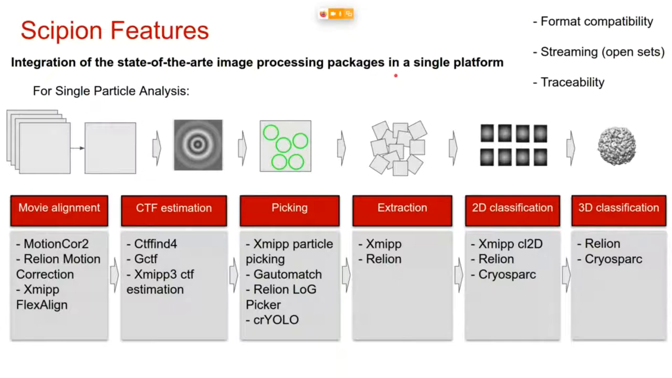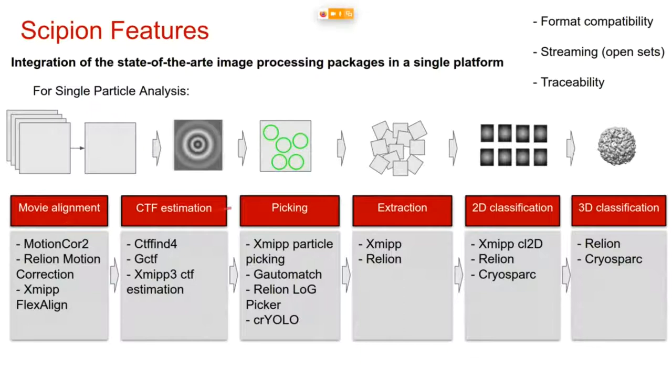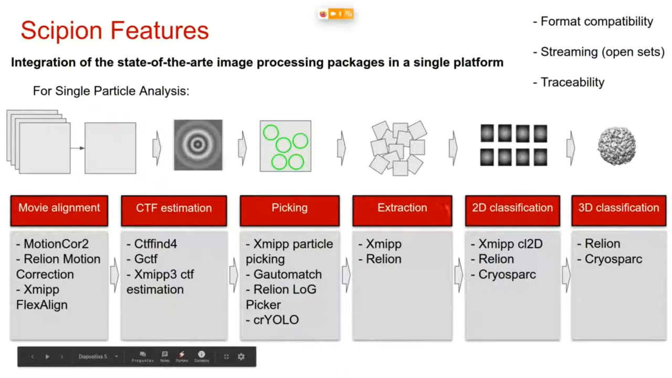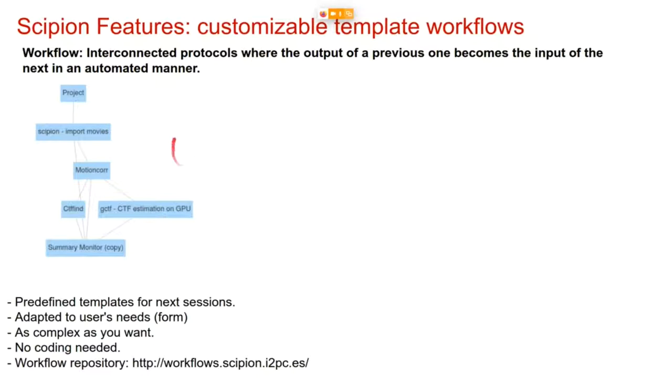Also in this table, you can see a brief sample of the many programs that Sapien includes, from movie alignment, CTF estimation, picking, and so on. From movie alignment to extraction, all the programs listed here work perfectly in streaming. Due to the high number of programs that Sapien integrates, one of the main features of Sapien compared to other programs for streaming processing is the capability of making your own workflows. We define a workflow as an interconnected protocol where the output of a previous one becomes the input of the next in an automated manner.